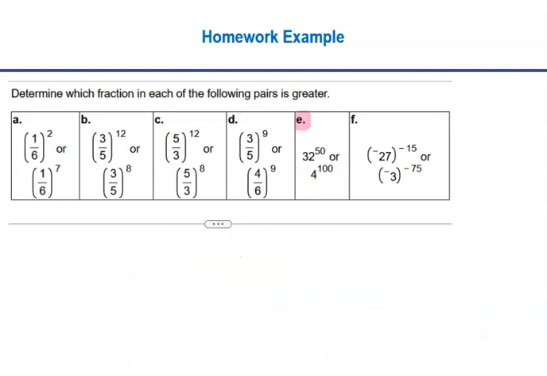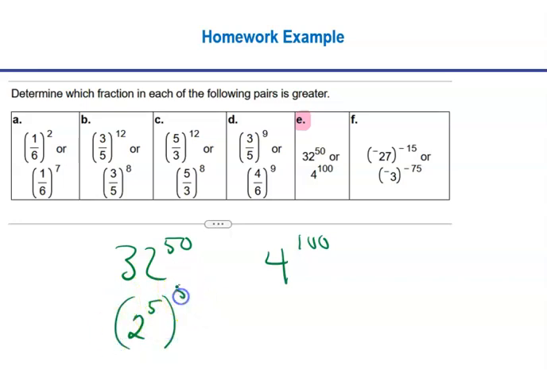Let's look at example E. We're trying to compare 32 to the 50th power to 4 to the 100th power. Again, the goal is to do this without a calculator at all. So 32 to the 50th power, 32 is 2 to the 5th, right? And that's to the 50th power. The 4 to the 100th, we could write that as 2 to the 2nd to the 100th power.